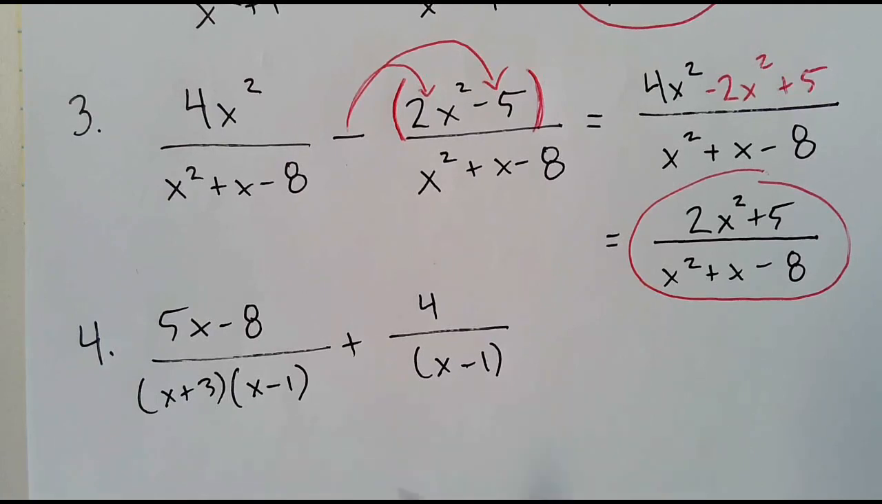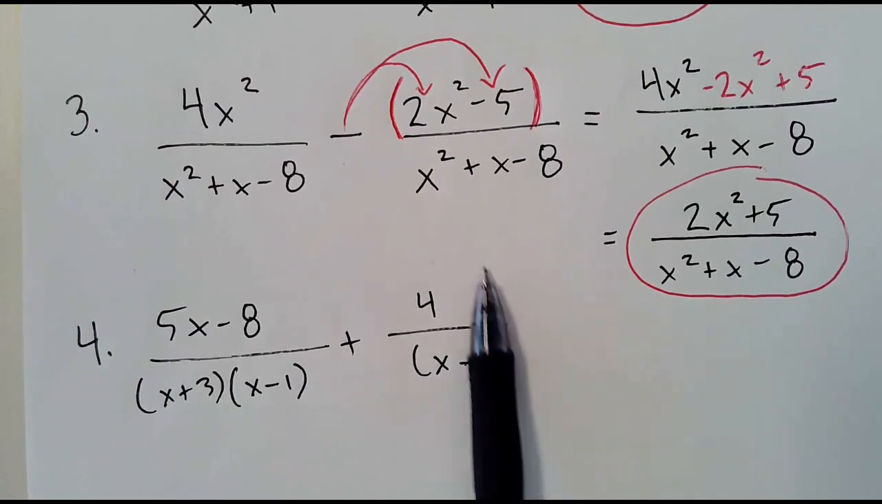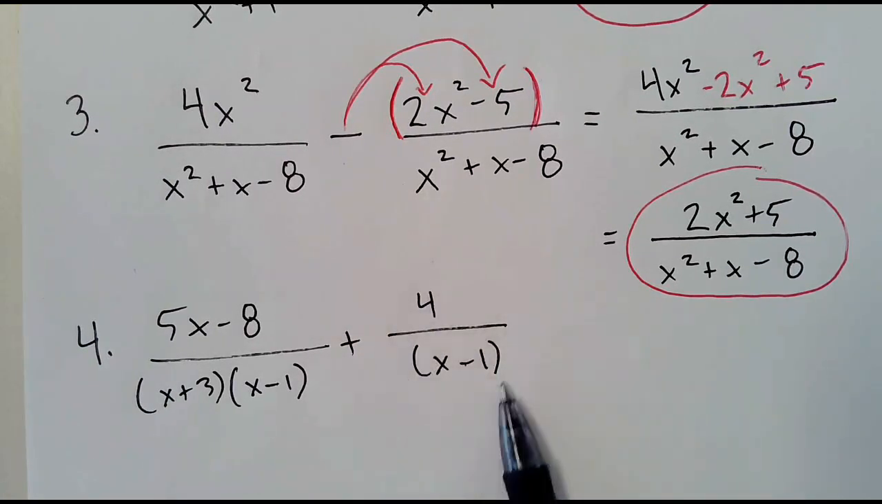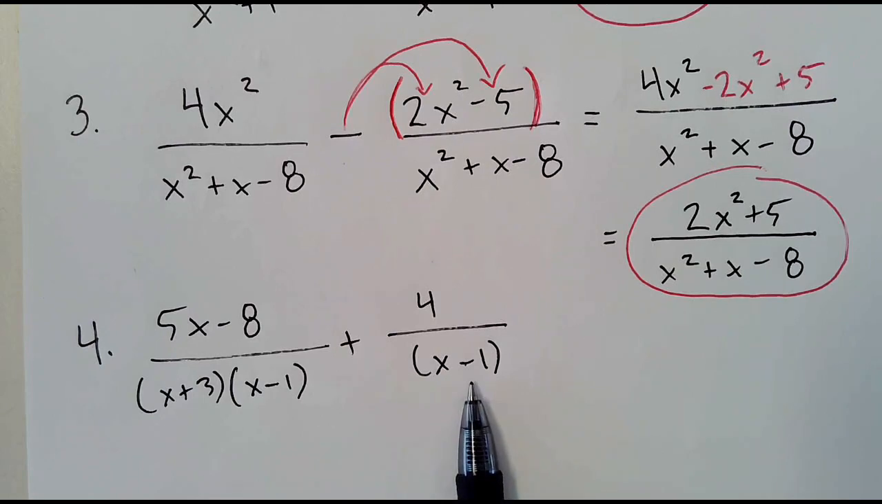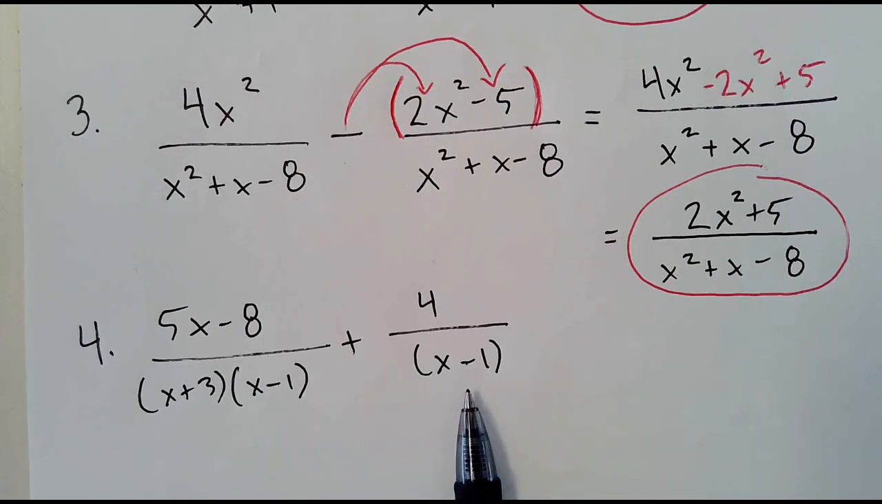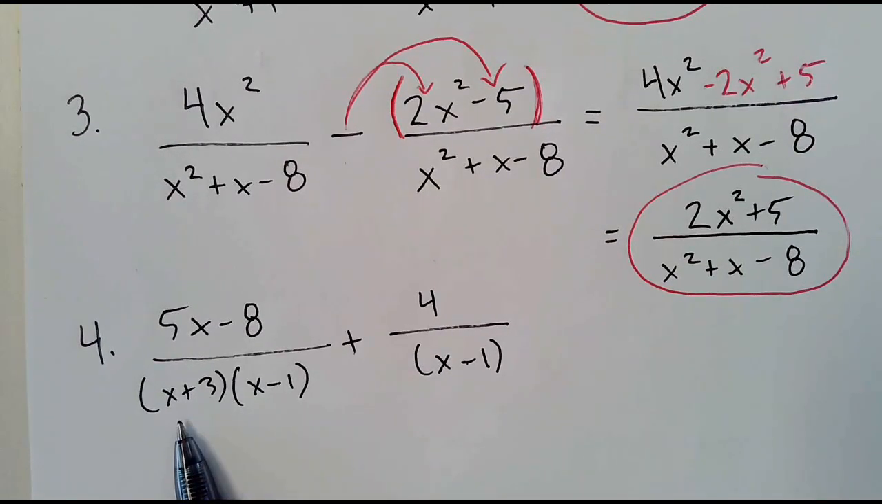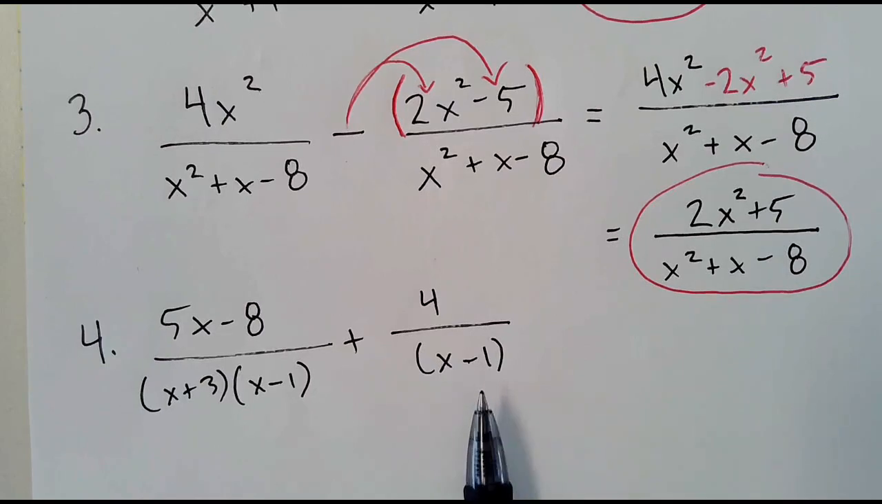Well, which one is it missing? Which factor is this one missing? This fraction here in the denominator. Anybody want to give that a try? Take a guess. You see an x minus 1 here and here, but this one does not have a what? An x plus 3. So what you need is an x plus 3 over here.